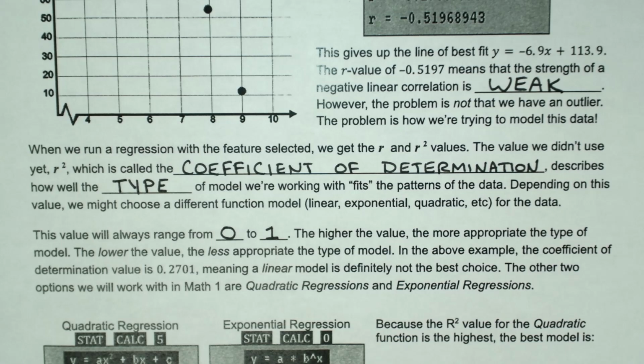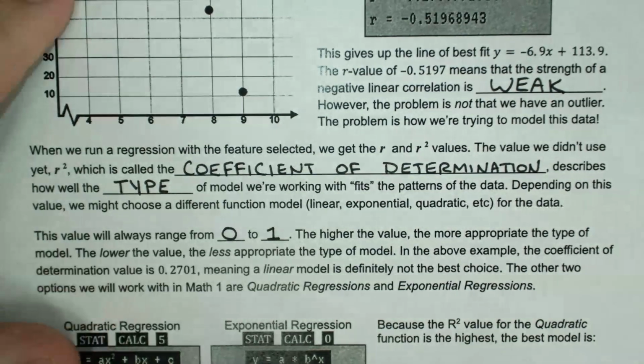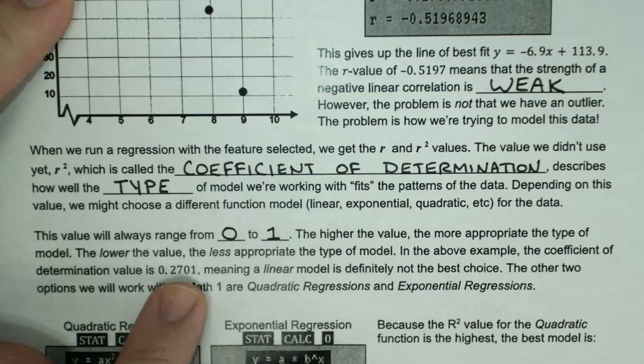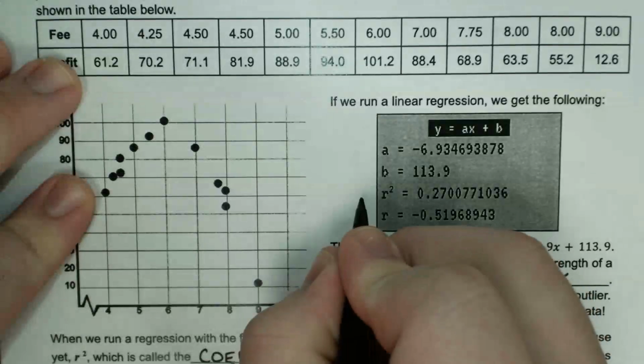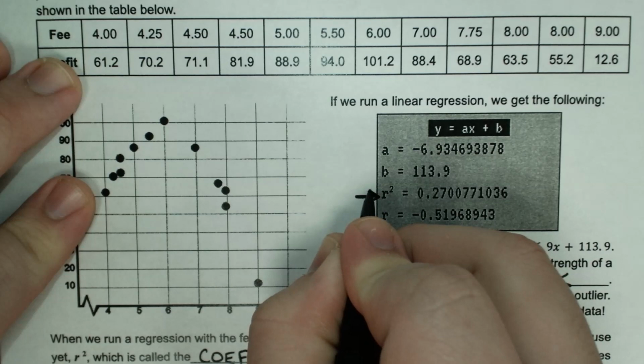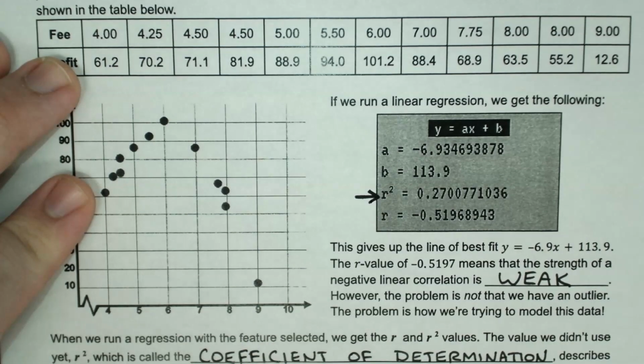The higher that value for whatever type of regression you ran, the more appropriate the type of model. The lower value, the less appropriate. So in the above example, we have an R squared value of 0.2701. Again, looking at this R squared value, 0.270, I rounded it off to 1. That means that a linear model is a really terrible choice. It means it's only 27% accurate.